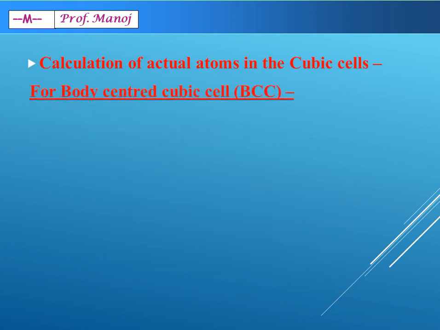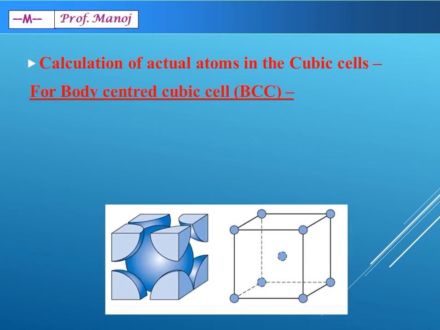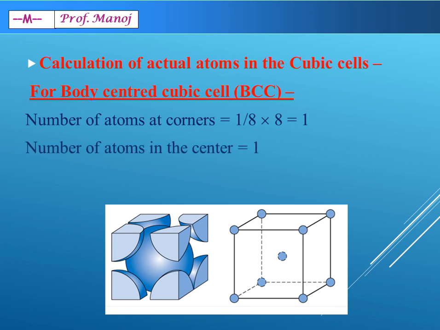For body centered cubic cell, imagine the diagram first. In body centered we can see there are atoms at the corners which are being shared by other cells, and one atom which is inside the cube. Now you can do the calculation. At the corner, 1 upon 8 into 8, that makes it 1. Inside the center, inside the cube, it's complete 1. So how many total atoms are present in a body centered cubic cell?